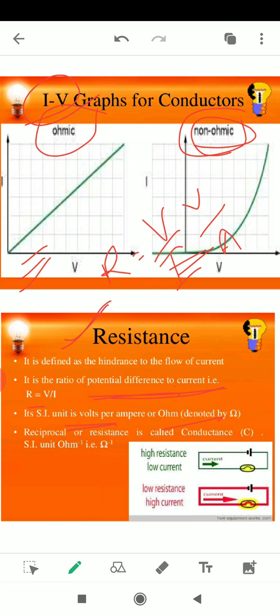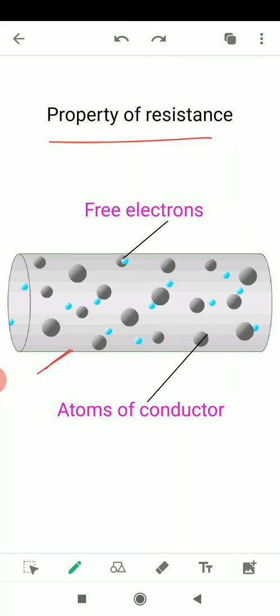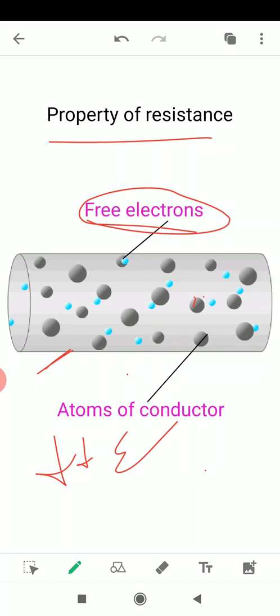Now this small diagram shows you high resistance and low resistance. Whenever a conductor offers high resistance, it allows a very small amount of current. A conductor offering high resistance will allow fewer electrons, because more atoms of the conductor are present inside and fewer free electrons can move. If free electrons are fewer, the amount of electricity decreases.